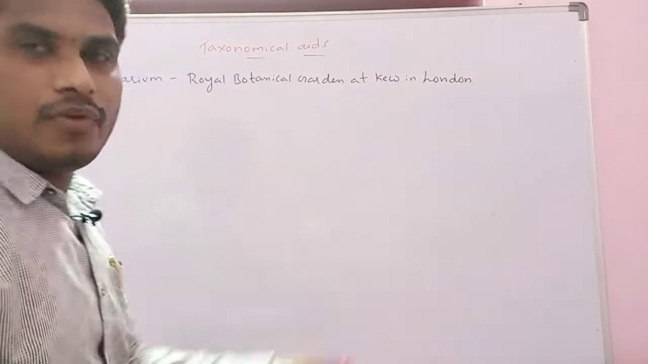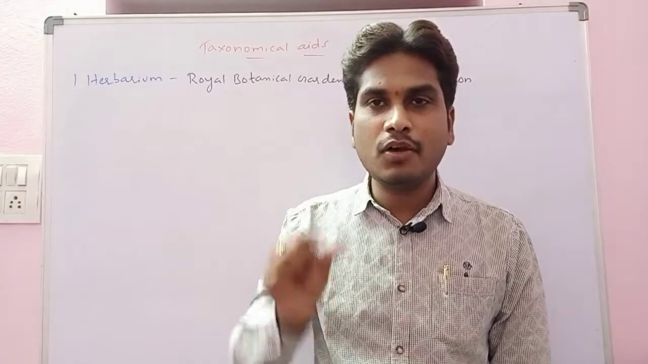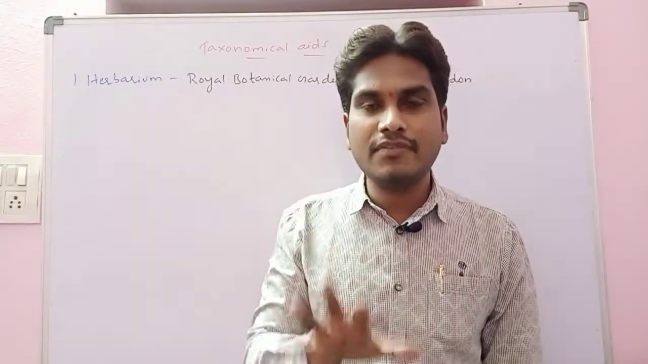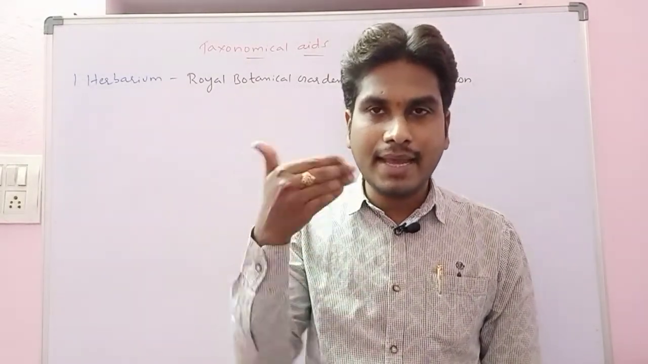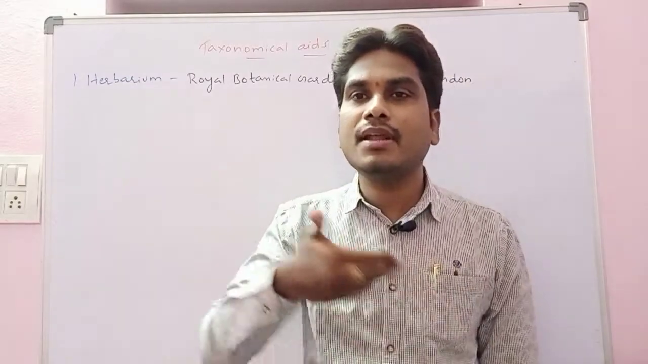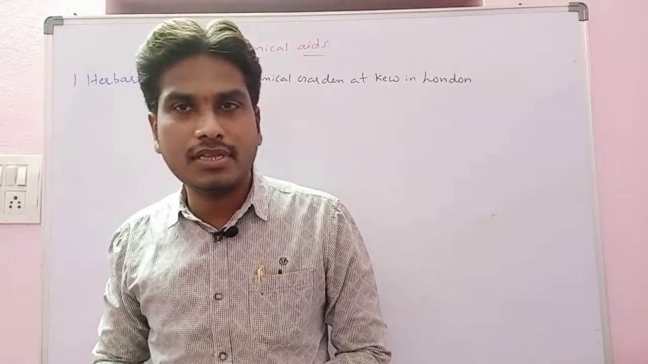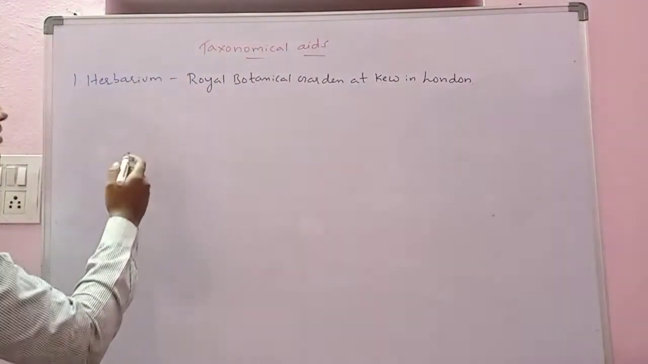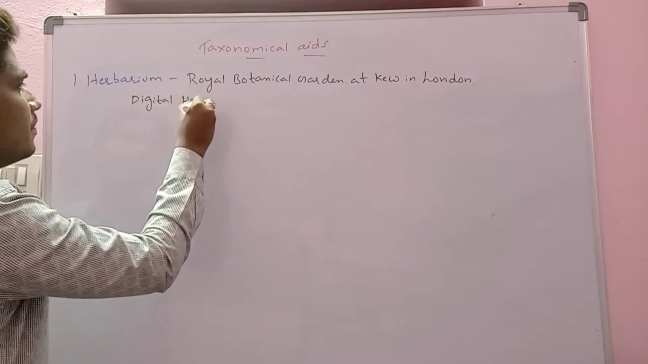What is a herbarium? We have seen that a herbarium is a book consisting of sheets. On the sheets we place or stick the plants which are already dried and pressed. We are preserving the plants. Why are we preserving them? For knowing about their characteristics, and for comparing the plants with other plants, we follow the herbarium. Herbarium is always used for classification purposes, and a digital herbarium is also seen in the Royal Botanical Garden. Digital herbarium, what does it mean?